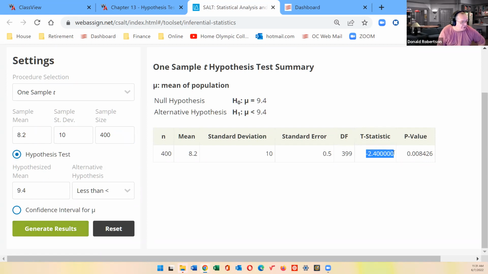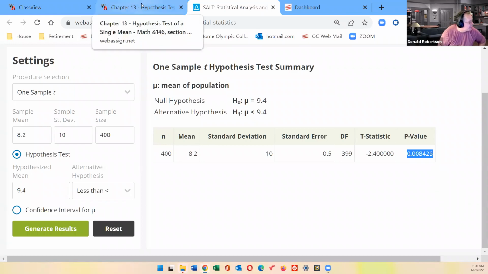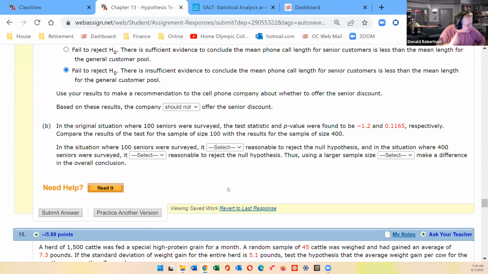Well, let's see what they change into. Oh, look what they changed into. In particular, look at the p-value. Isn't that very small? 0.008. So keep that in your mind.